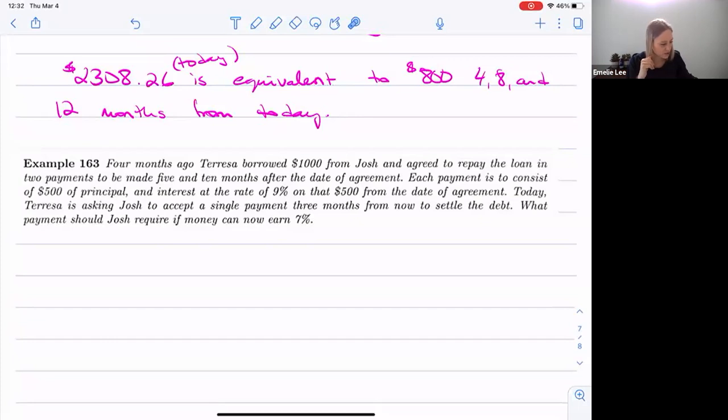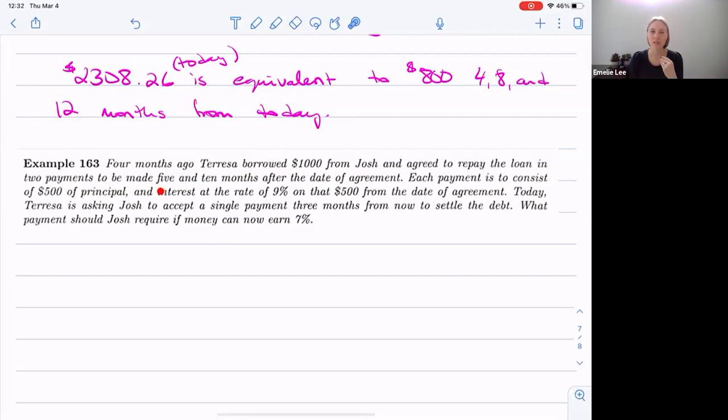So let me just grab it here so I can have the numbers available. Okay. So let's just take it from the top. 4 months ago, right? So that's 4 months in the past from today. Teresa borrowed $1,000 from Josh and agreed to repay the loan in 2 payments to be made 5 and 10 months after the date of the agreement.